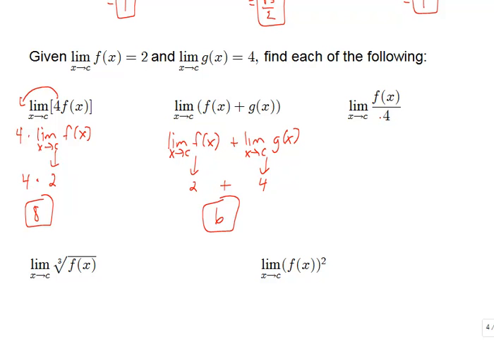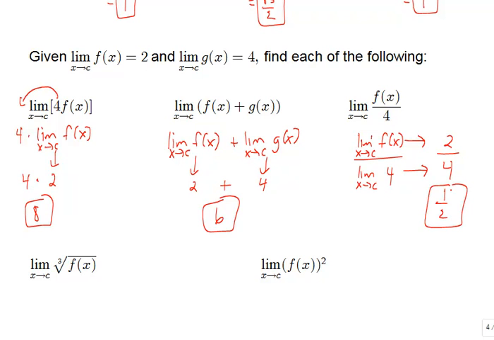So the limit of a quotient is a quotient of the limits. So this becomes the limit of the numerator over the limit of the denominator. The limit of the numerator, the limit of f, goes to 2, and the limit of 4, that's just a constant. So the limit of a constant is the constant right back again. So we get 4 right back again. 2/4 reduces to 1/2, so that's our limit.